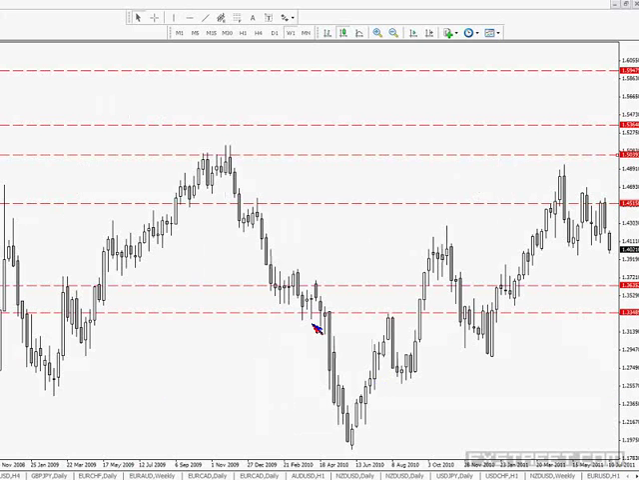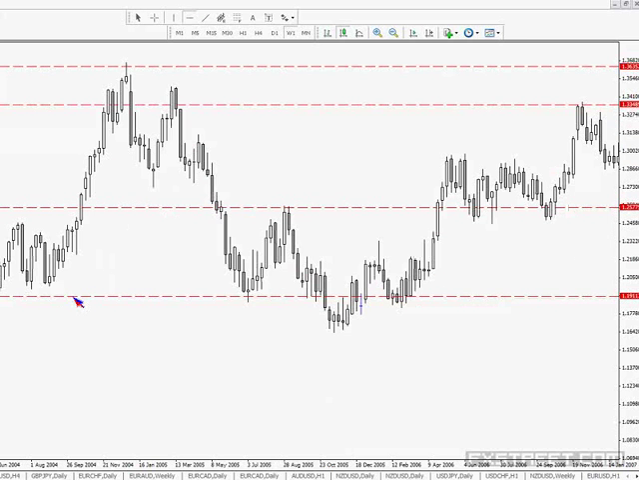Everyone knows. Great, this is good. Hopefully you know why these lines are here. If you don't know, that's the answer, right? We're just looking for those spots on the chart where price turns around over and over again.